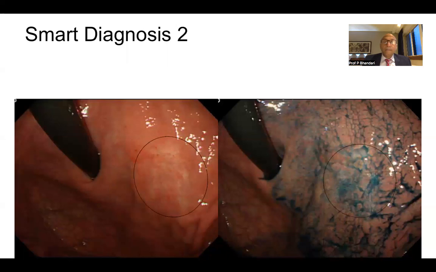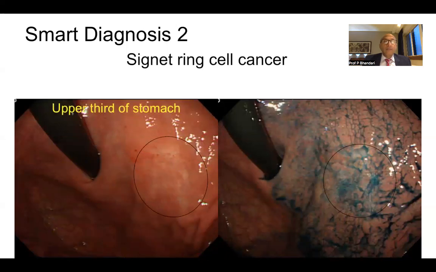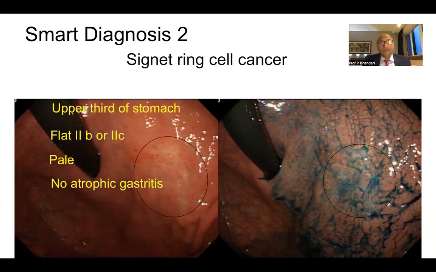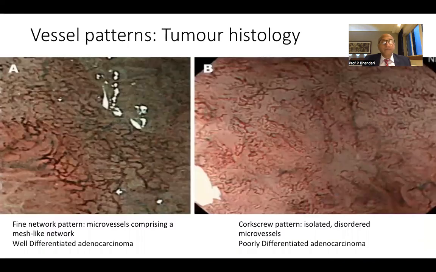You see that? The reason we say that is because it's in the upper third of the stomach. It's very flat or depressed, and it's very pale. And that's classical of signet ring cancers. And they don't have any atrophic gastritis around them. So that's why this is signet ring cell cancer.